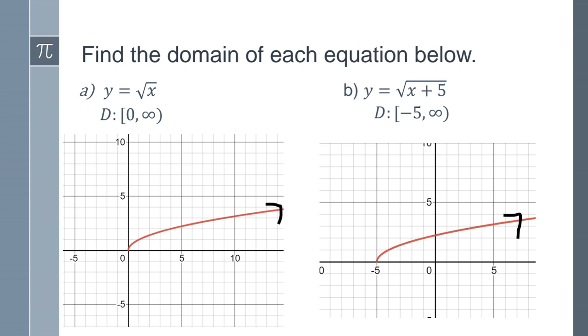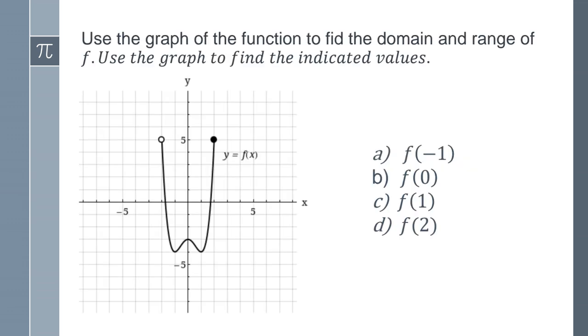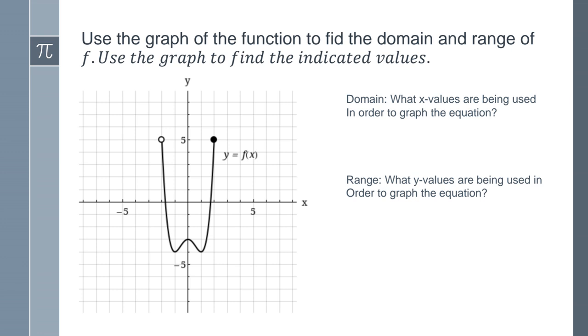So now what we are going to do is combine what we just did with a little bit different evaluating functions with the graph. So here it says use the graph to find the domain and range and then the indicated values. And so first we'll work on the domain. So the question you want to ask yourself is what x values are being used in order to graph this equation. And so we can see here, for example, these x values are not being used and these are not being used, so they're not going to be part of our domain.